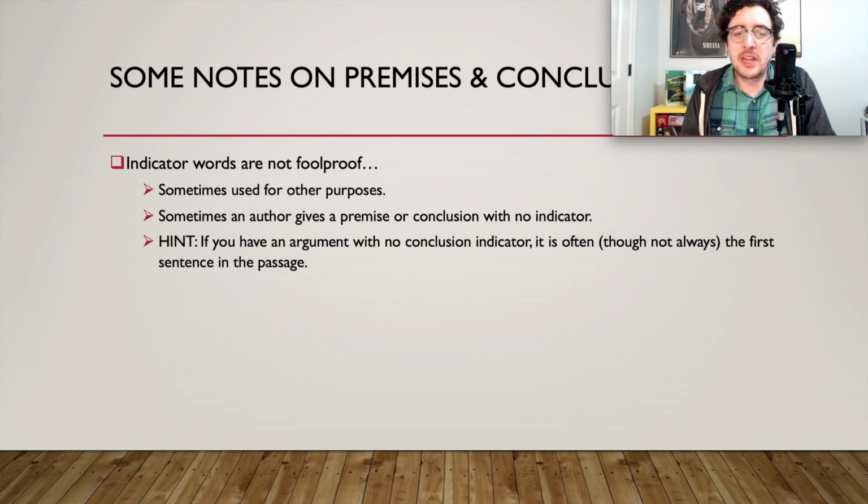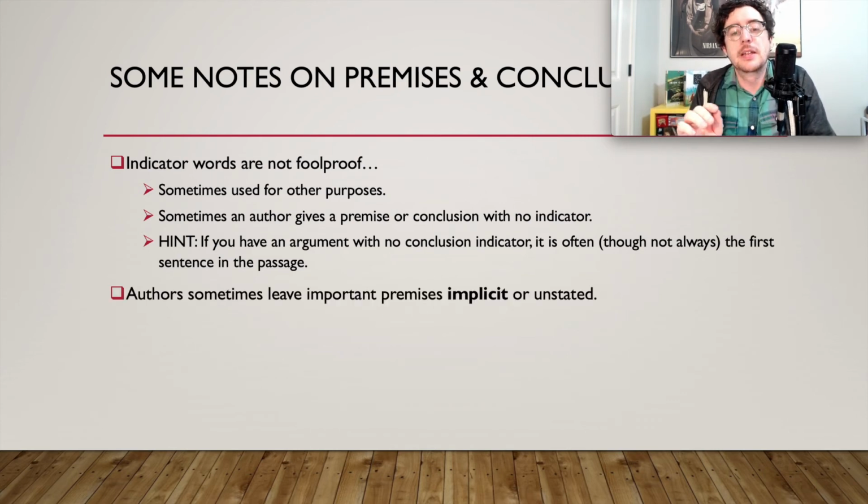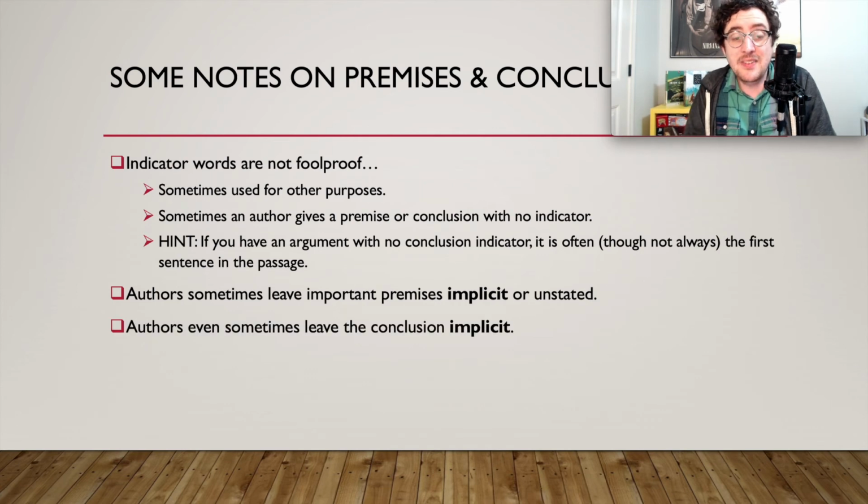Now, here's just a little hint. If you see a passage that has no conclusion indicator, oftentimes, not always, but oftentimes it's the first sentence in that passage. Now, authors also sometimes leave important premises implicit or unstated because they think they're so obvious they don't need to state them. Similarly, even a conclusion, sometimes an author will leave implicit because they think it so obviously follows from what they've said that they just leave it to the reader to draw that conclusion.